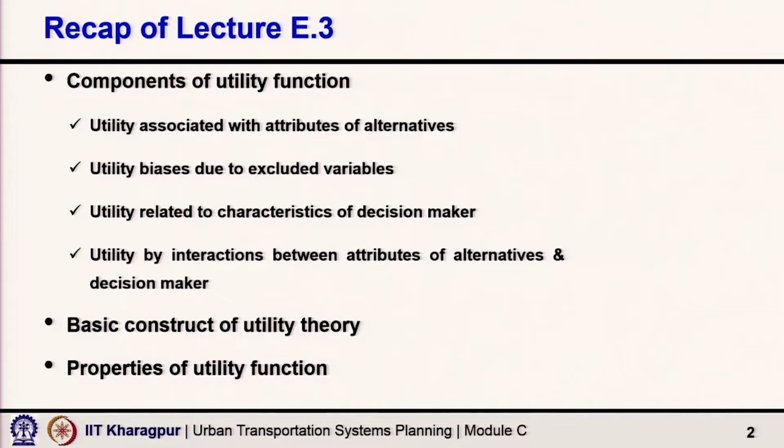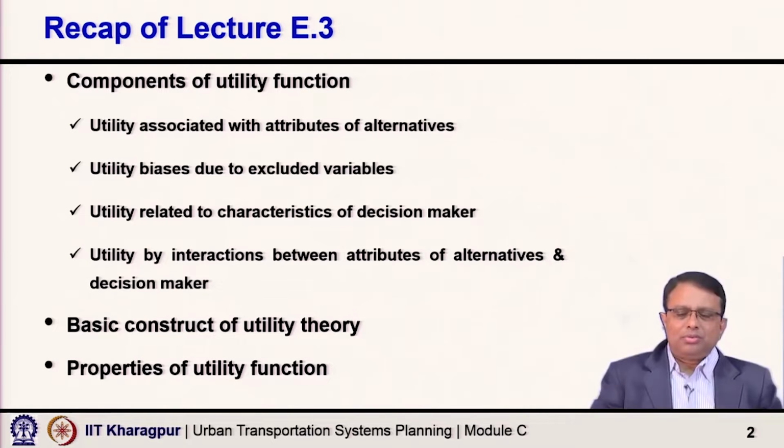In lecture 3, we discussed various components of the utility function. One part would be the attributes of alternatives, then one part would be the attributes of the decision maker, then the interaction part, attributes of alternatives and the socioeconomic characteristics of the decision maker. And then one more component we mentioned was the effect of excluded variables, or what we called the use of alternative specific constant. The variables which were not included, how to consider their effect in the overall utility calculation.